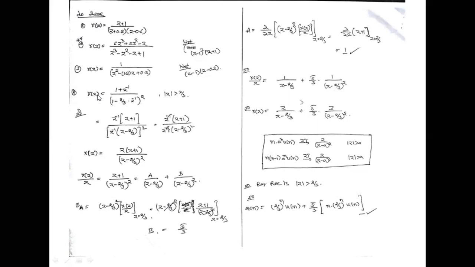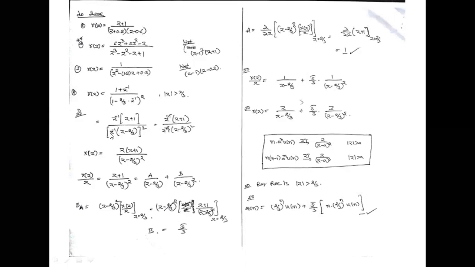And another example, you can take X of z is equal to 1 plus z inverse by 1 minus 2 by 3 z inverse whole square. So from here, in the numerator, you take the z inverse as common: 1 by z inverse, it becomes z plus 1. And in this also, you can take the z inverse as common, inside the parenthesis, z minus, because 1 by z inverse is nothing but z, minus 2 by 3 whole square.